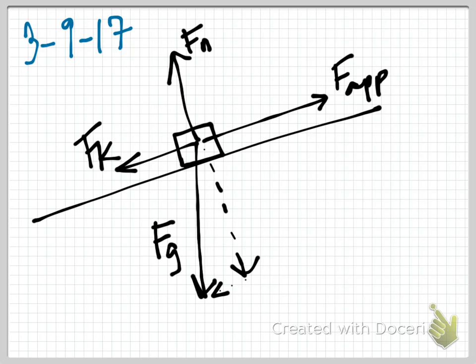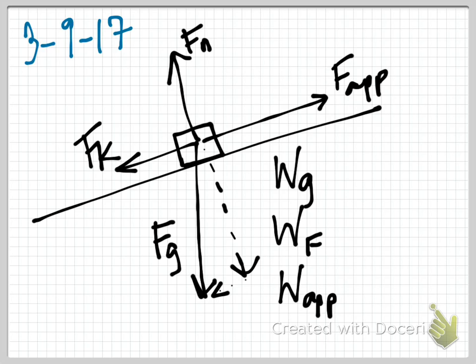So we can look at each of these forces individually and decide what work that force is doing on the object. So we have multiple things here. We have the work done by gravity, the work done by friction, the work done by the applied force.